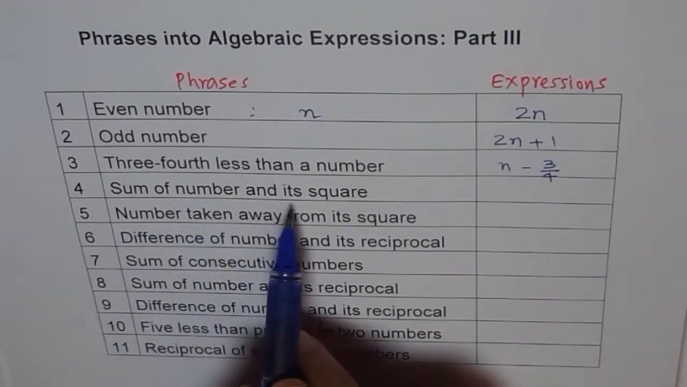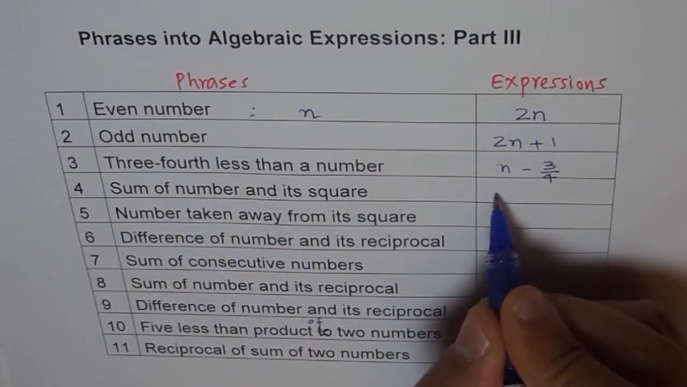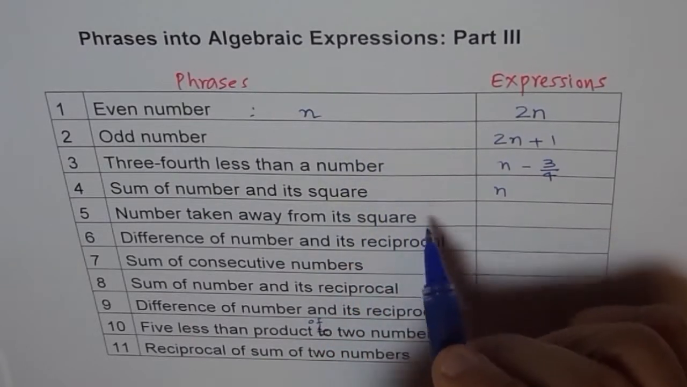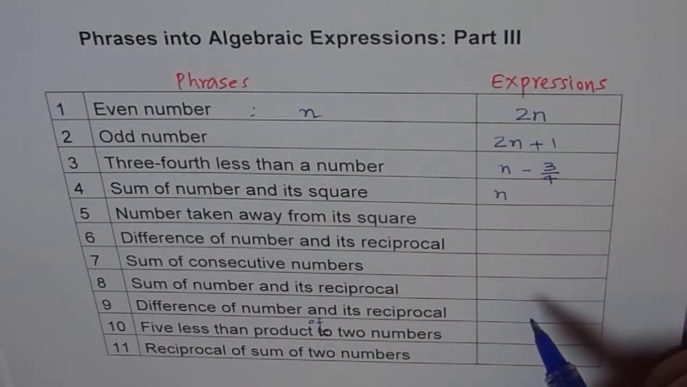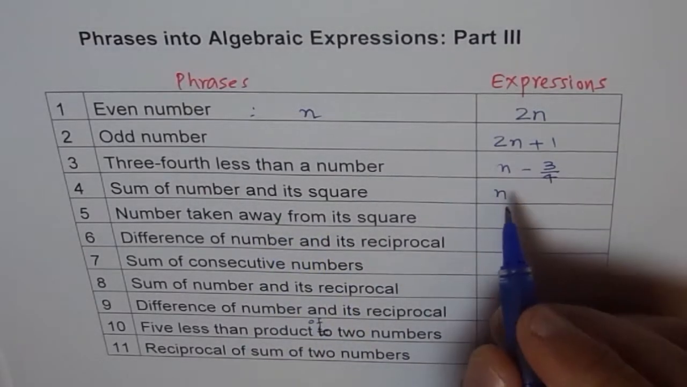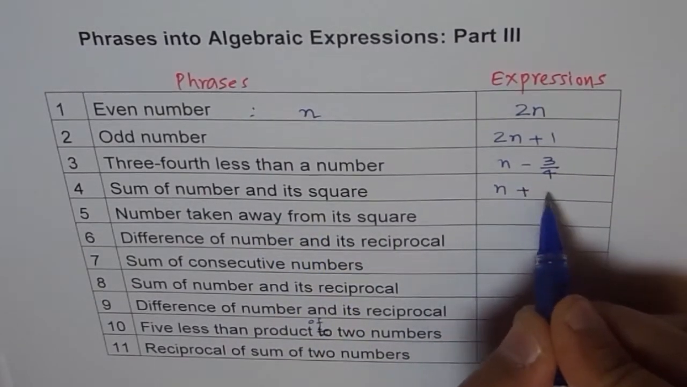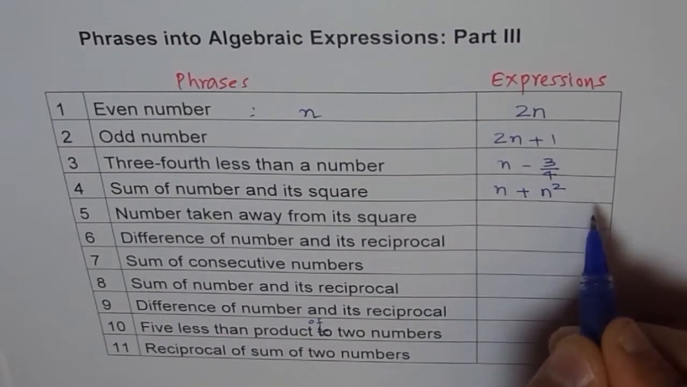Sum of number and its square. So let the number be n. So we are using n for all these numbers unless there is a change. If there is a change, I will redefine, okay? Sum of number and its square. So sum means addition, right, of number and its square.